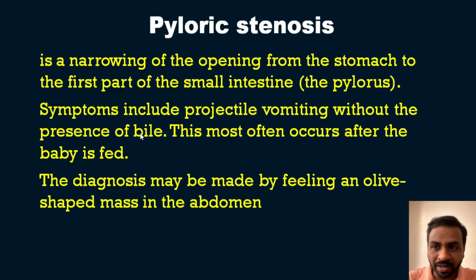So the bile won't be there and projectile vomiting will be there, and this most often occurs after the baby is fed. The diagnosis may be made by feeling an olive shaped mass in the abdomen. From this explanation you are getting a lot of information: olive shaped mass in the abdomen is diagnostic of pyloric stenosis, projectile vomiting after the baby is fed is a symptom of pyloric stenosis, and the other features we have explained in the question. I think this first question itself is very important and very informative.